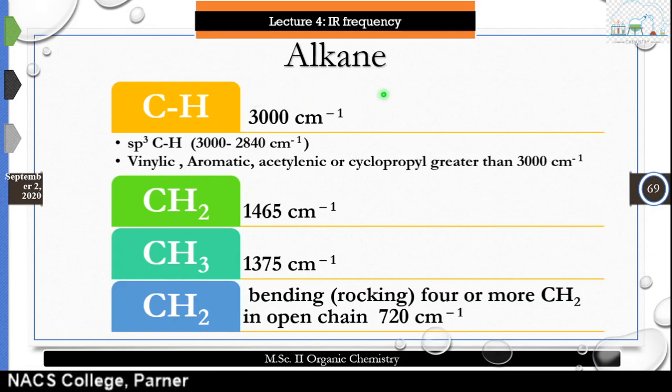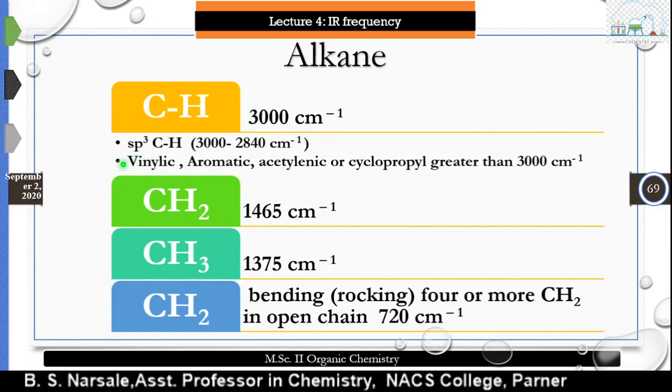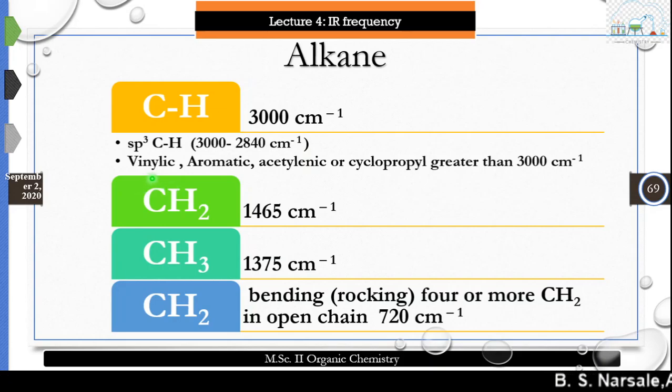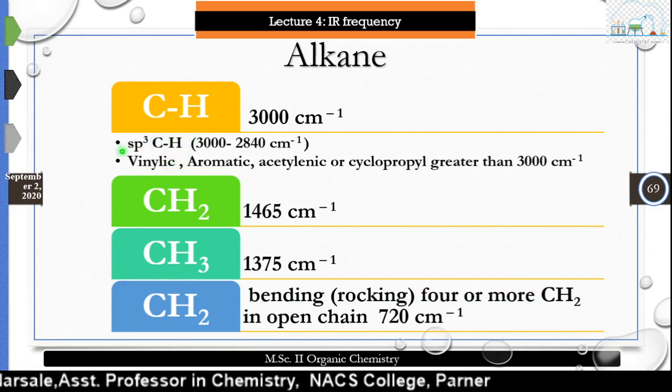Start with an alkane molecule. The alkane molecule has the C-H, which absorbs nearly at 3000 centimeter inverse, because it consists of sp3 hybridization, and which ranges from 3000 to 2840 centimeter inverse. But if you look at vinylic, aromatic, acetylenic and cyclopropyl, they have greater than 3000 centimeter inverse because they consist of sp2 and sp hybridization.